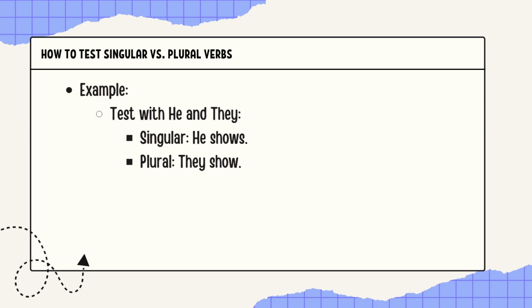How to test singular versus plural verbs. When unsure about the correct form of a verb, try pairing it with "he" or "they" to check whether it should be plural or singular.